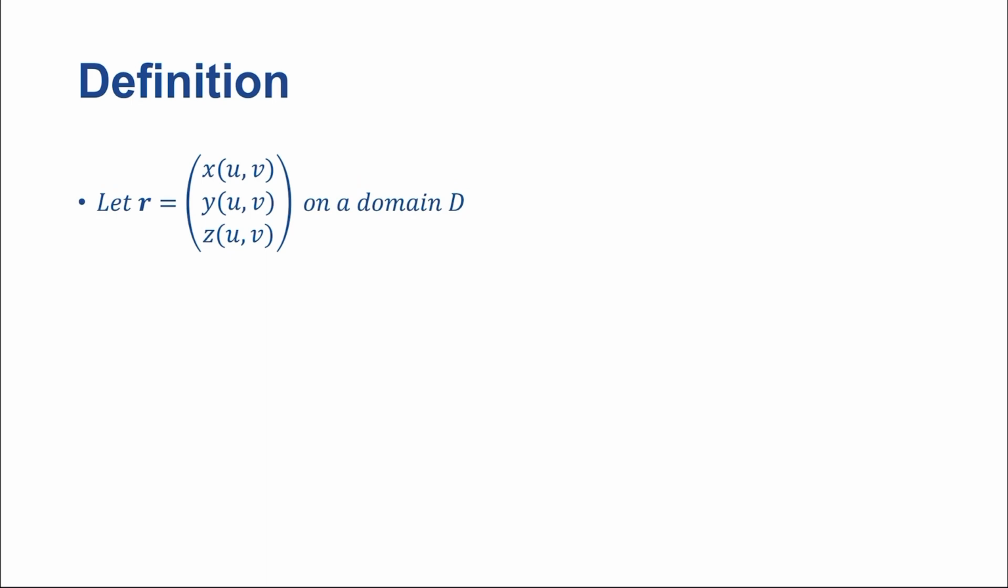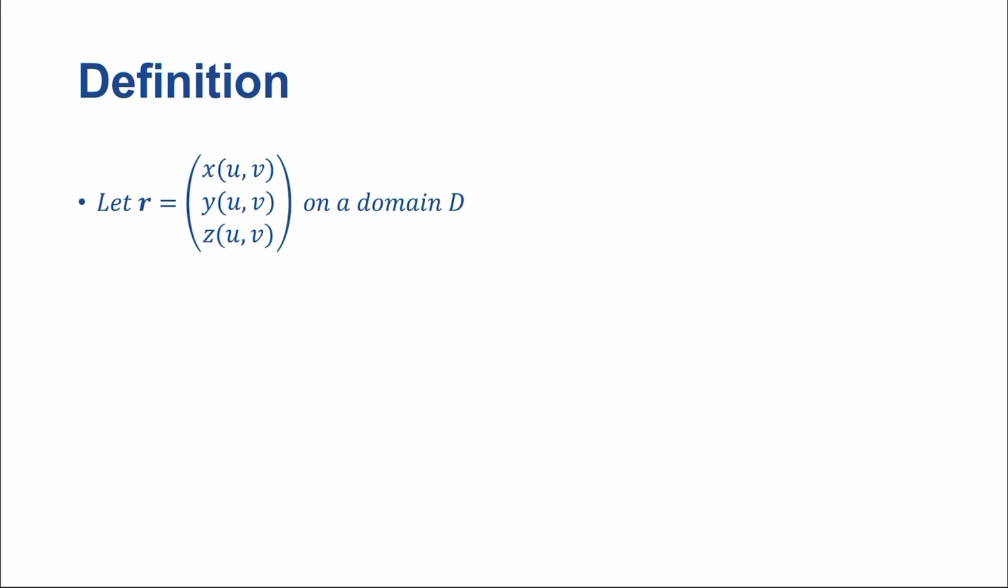Now, let's just start off with the definition, and we'll run through a couple of easy examples. We won't actually be doing any calculus today. We're just going to be building intuition. We basically say that a vector function r is modeled by a series of equations, x of u and v, y of u and v, and z of u and v on some domain D. Now, what do I mean by this?